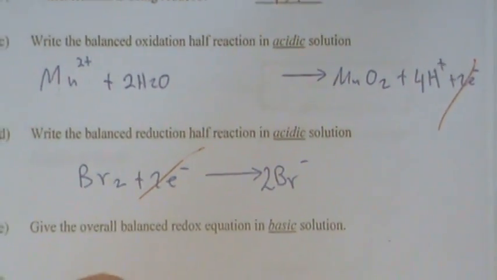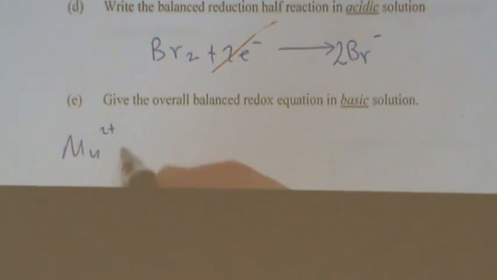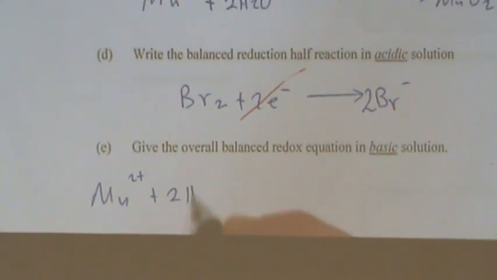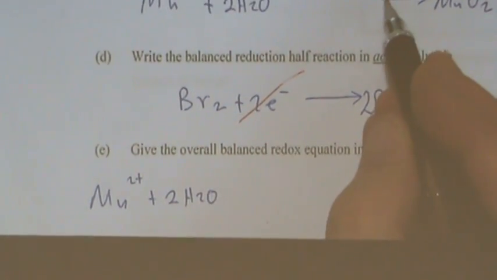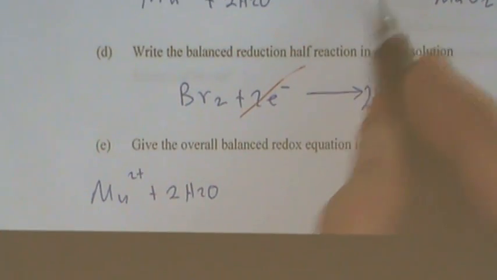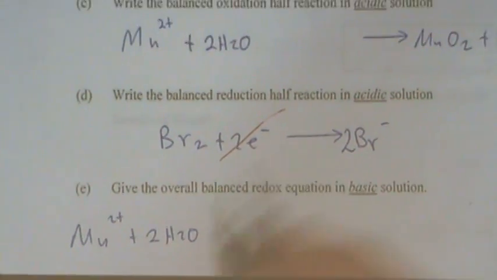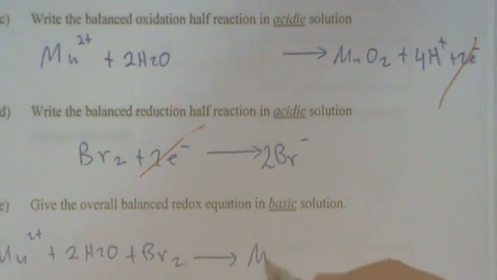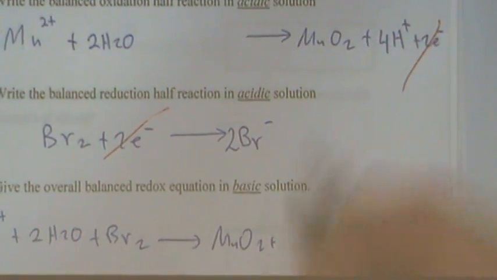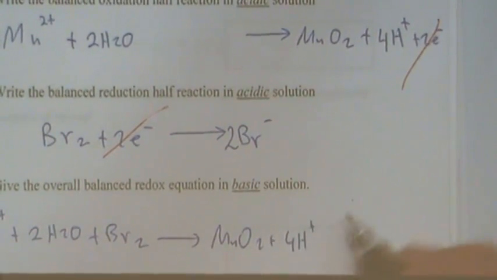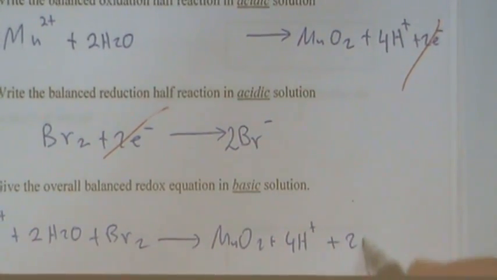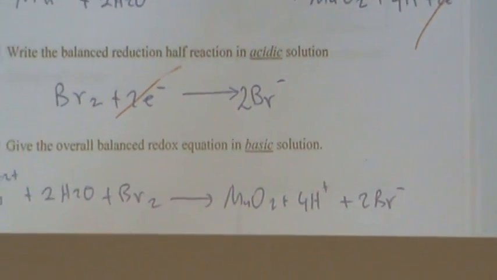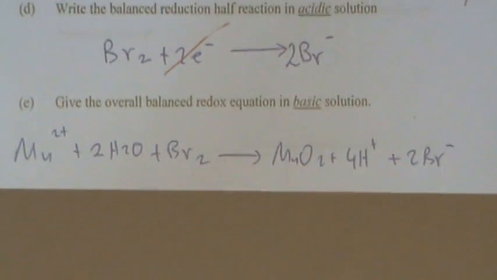This is manganese 2 plus, 2 waters. You stop right there, and you start up to here. Br2, manganese dioxide, 4H plus, 2 Br minus. Okay, now that is in where? In acidic environment. It's just basic.